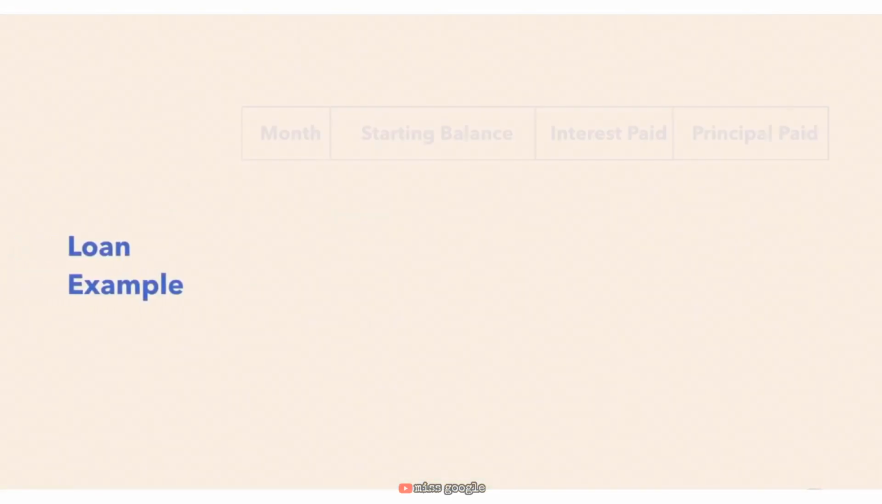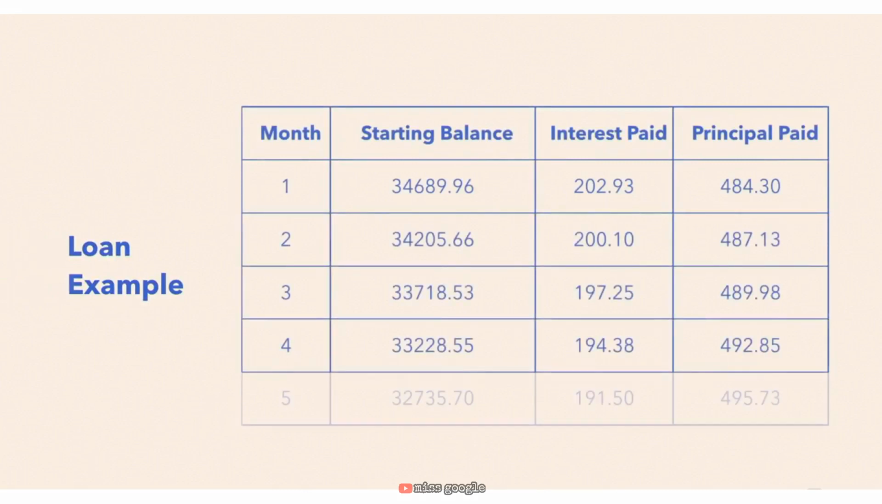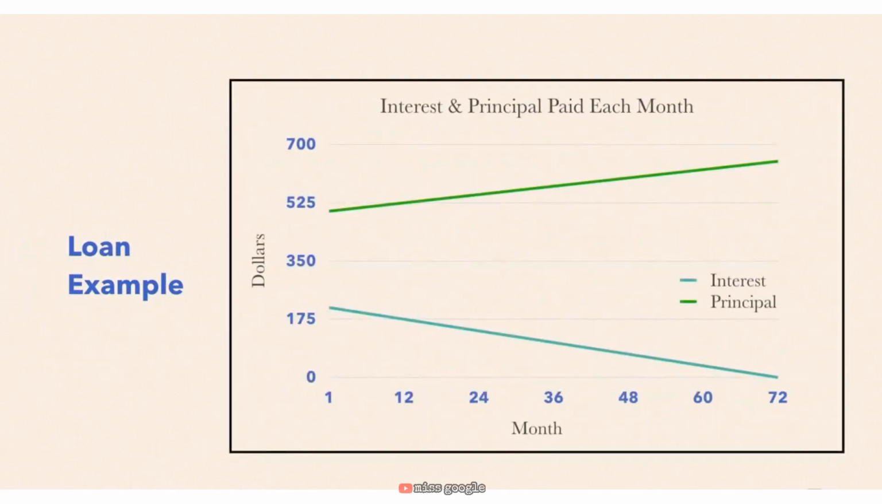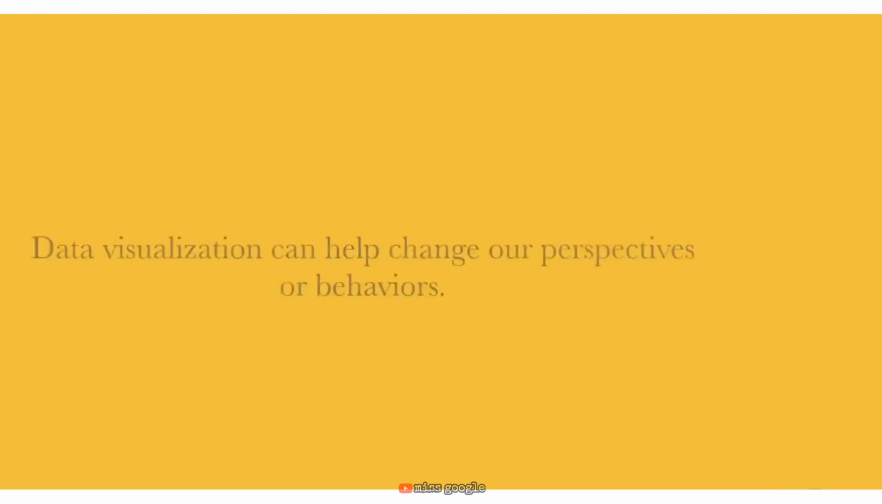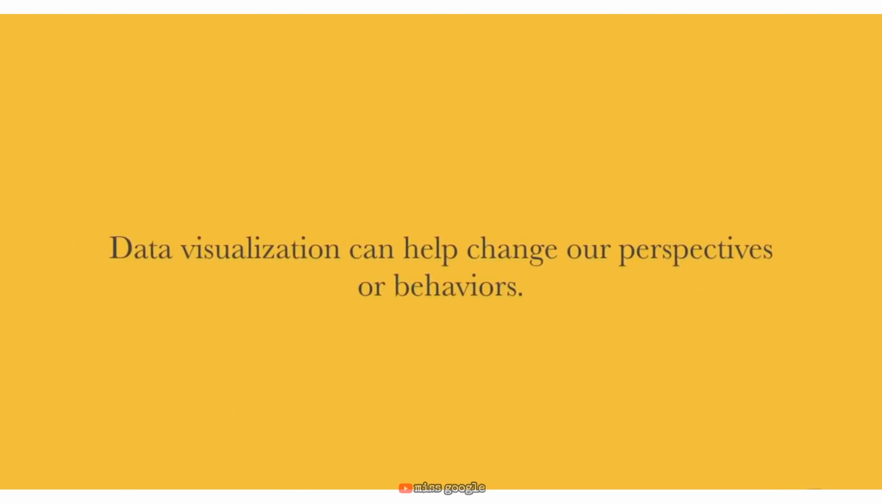Suppose you take out a loan and you're given a payment table like this. When you look at this, what you really want to do is find out how much you're paying in interest over time. Now, this table is not really a great way to see this data. Instead, we might look to create a visualization like this. And as you can see, you actually pay more interest at the beginning of a loan. And we wouldn't have known this if we didn't see this graph.